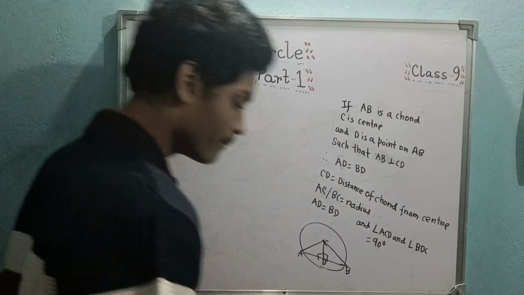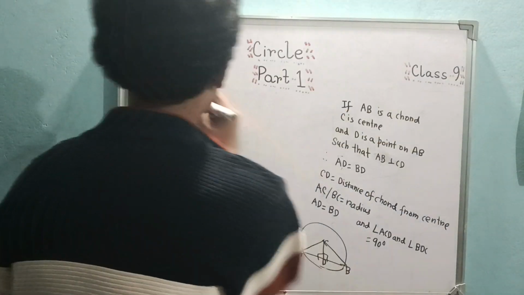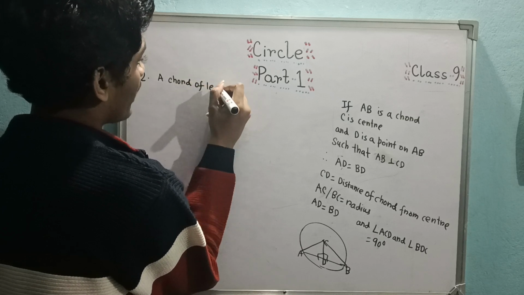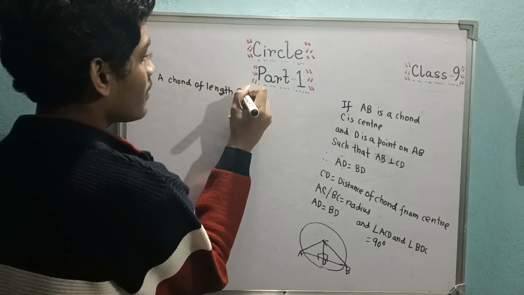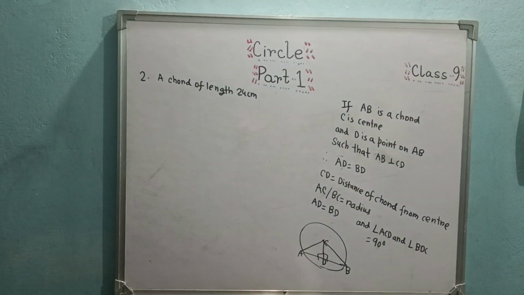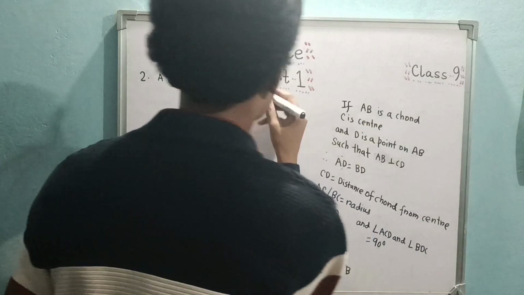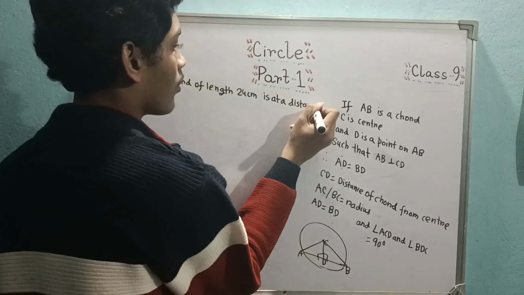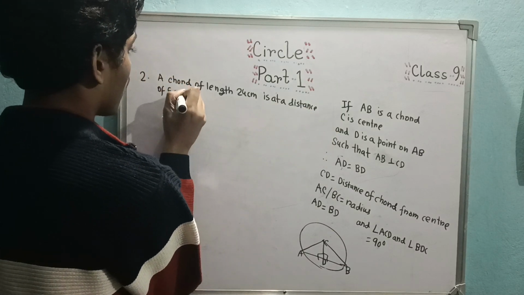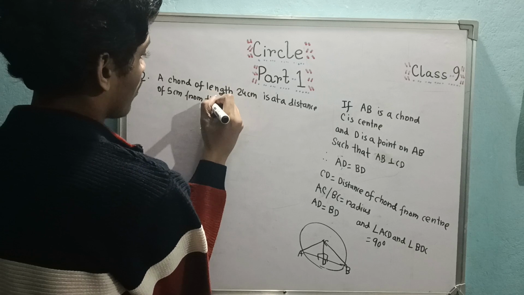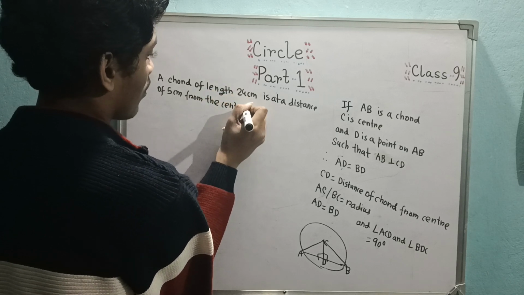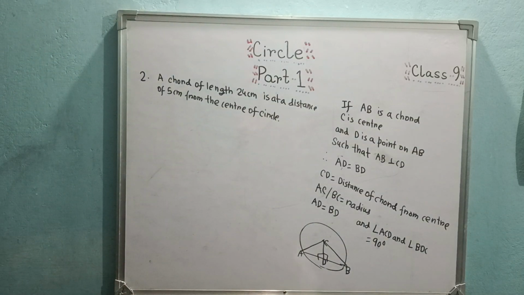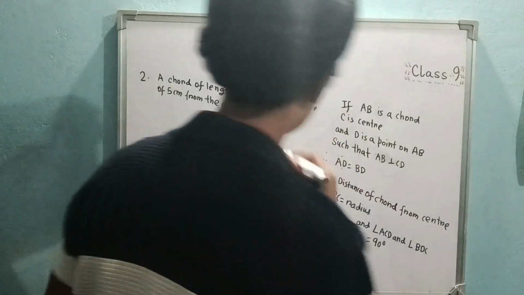Question 2 coming up on your way. A chord of length 24 cm is at a distance of 5 cm from the center of the circle. Find the length of the chord of the same circle.